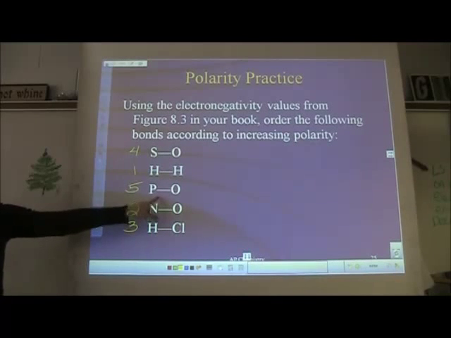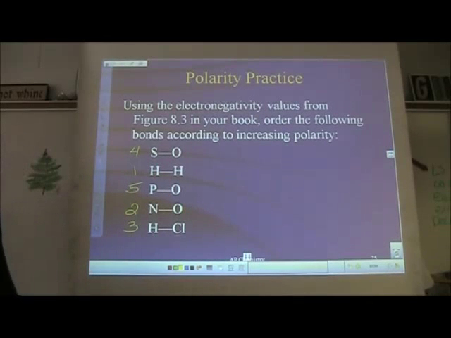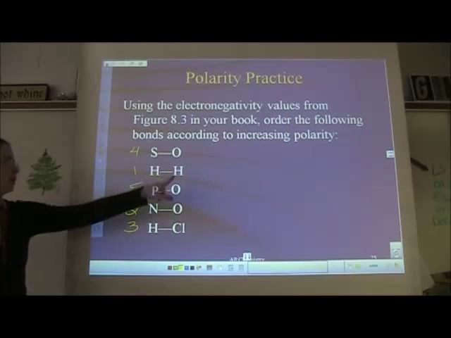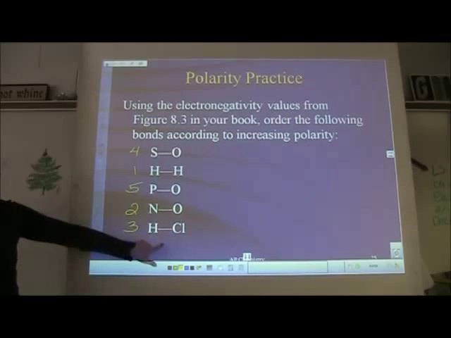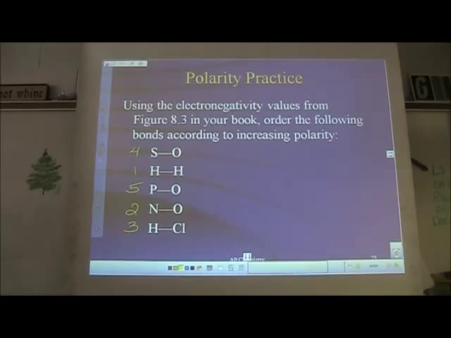You're correct. Is it so polar that we would consider it ionic? No. Why not? Because it's still two nonmetals. Okay? All of these are covalent, except for this one. The others are polar, but this one is the most polar. Okay?